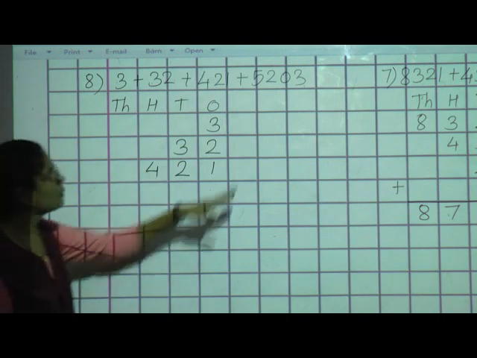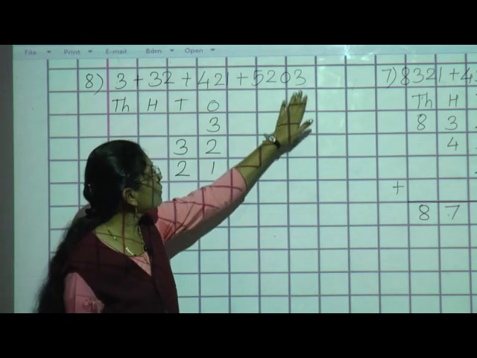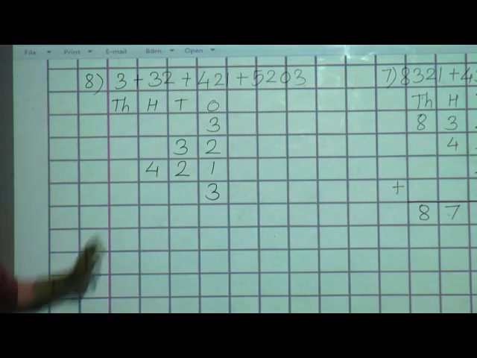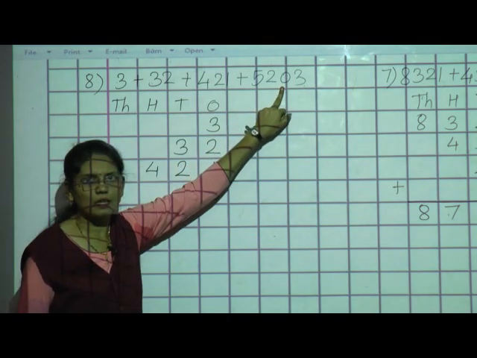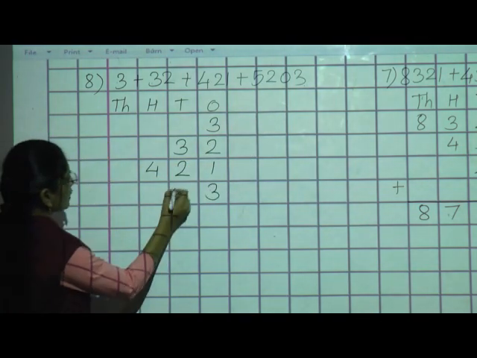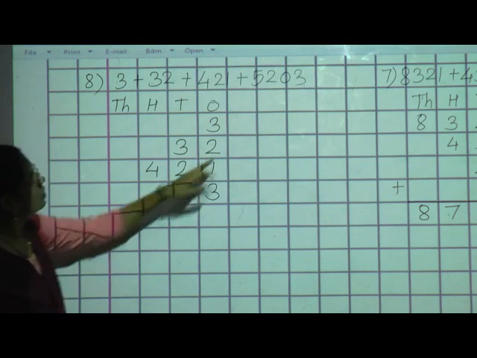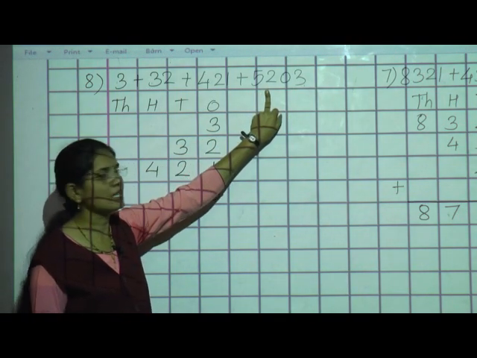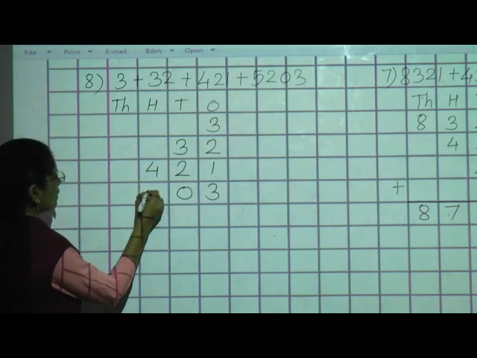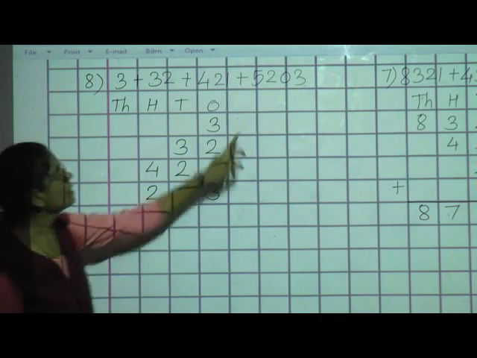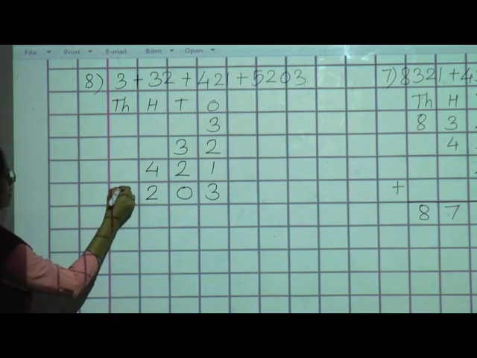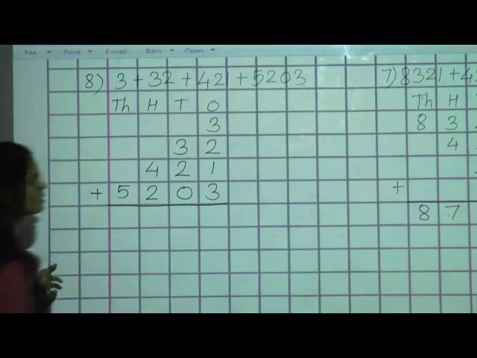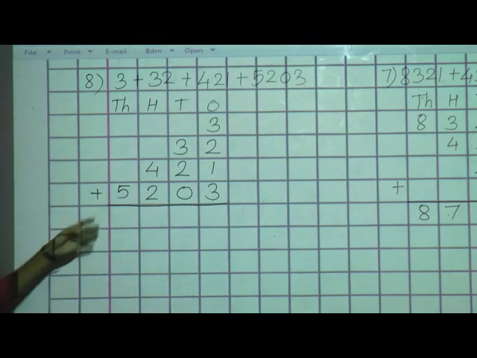Now see the last number. It is a 4 digit number. At the ones place which number is there? Yes, there is 3. See the tens place. At the tens place here 0 is there. So we will put here 0. Now see the hundreds place. At the hundreds place 2 is there. So we will write 2 at the hundreds place, and at the thousands place 5 is there. So we will put 5 here, and we will give the plus sign first, and then we will add all the numbers.